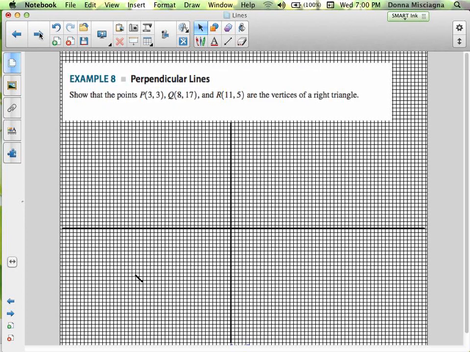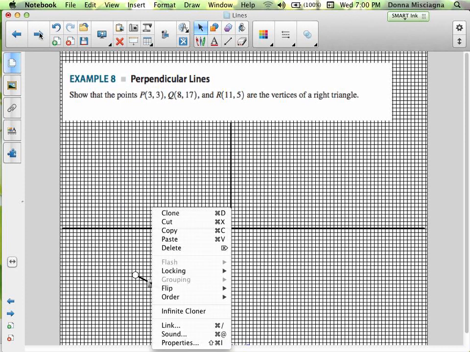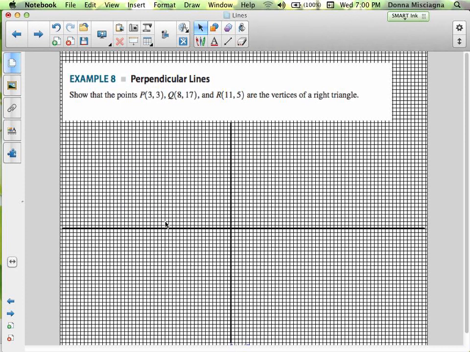Show that the points P, which is at (3, 3), and by the way, I may have forgotten to put graph paper on yours. Feel free to either use graph paper or just draw a coordinate plane. So I'm going to graph these as we go along here.